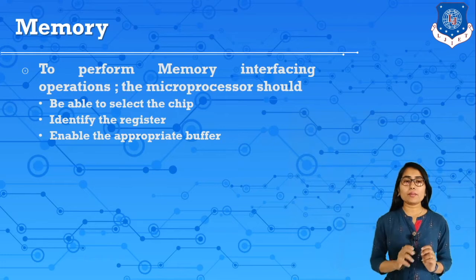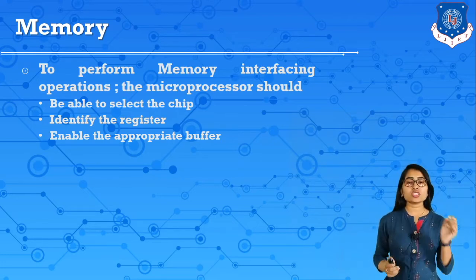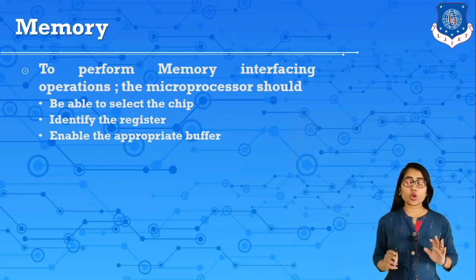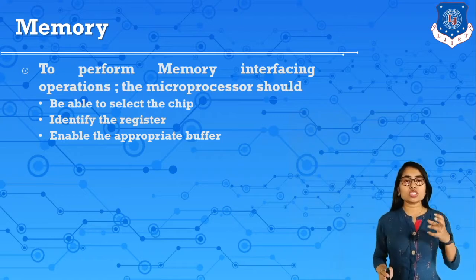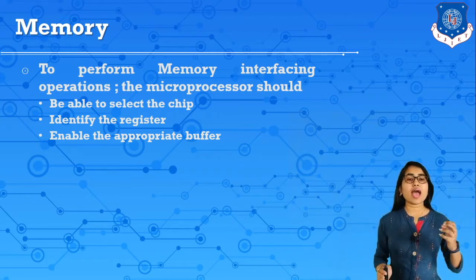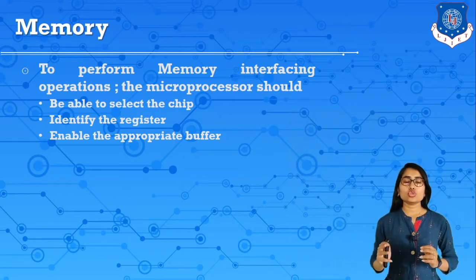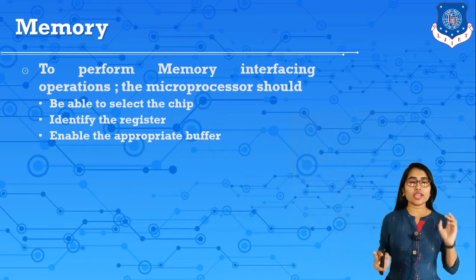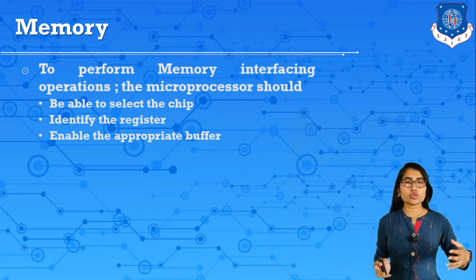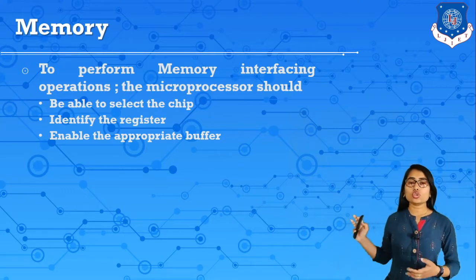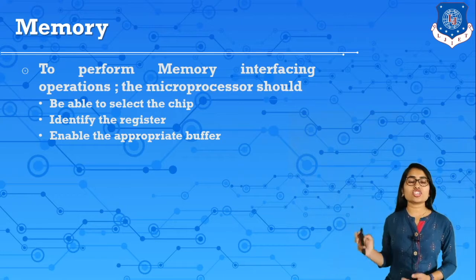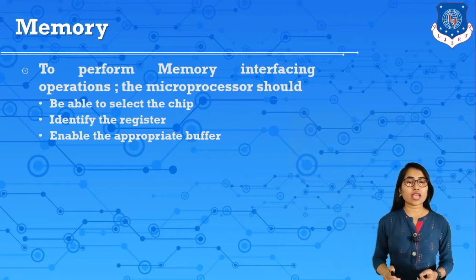To perform a memory interfacing operation, the processor should be able to select the chip, identify the register, and enable the appropriate buffer. That means to communicate with memory, the microprocessor must perform these kinds of tasks. It has to be able to select the chip, that is which memory is going to transfer the data, identify the register, and enable the appropriate buffer.